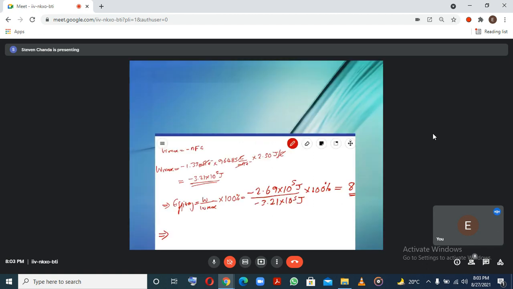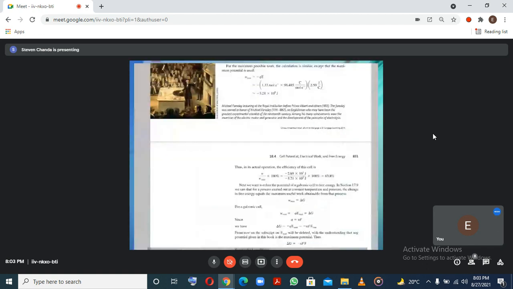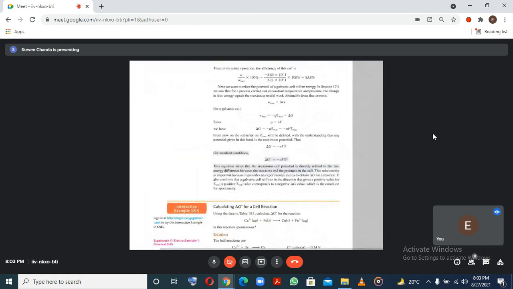So now we can proceed to look at something else. We now want to be able to relate the potential of a galvanic cell to a concept called free energy. Free energy, though, we'll talk about more when we start looking at thermochemistry.